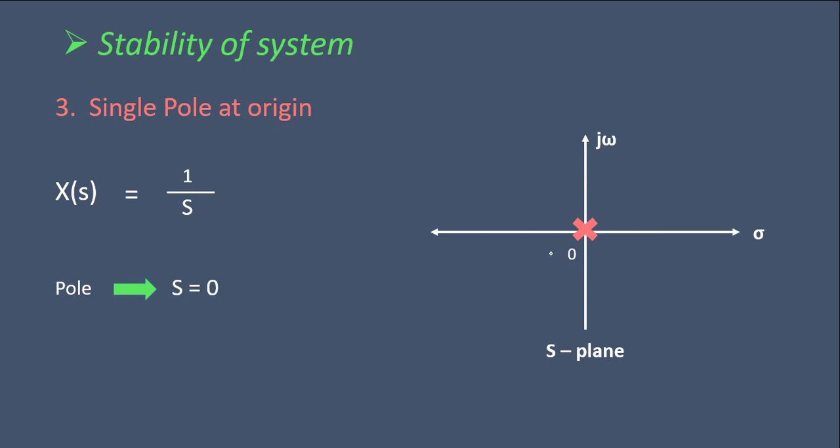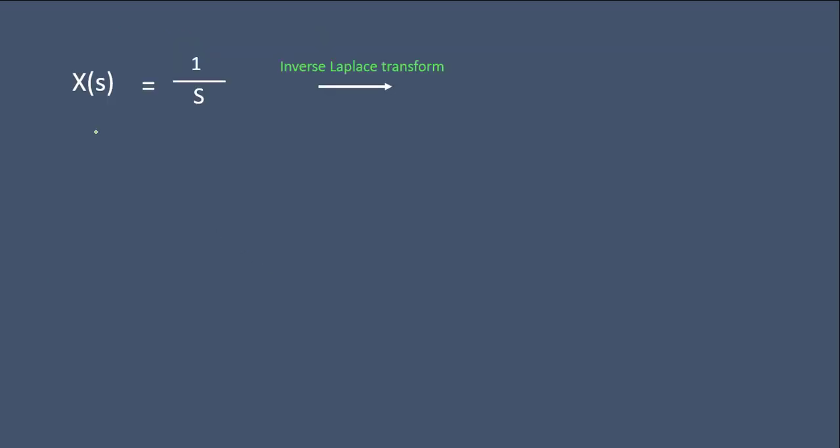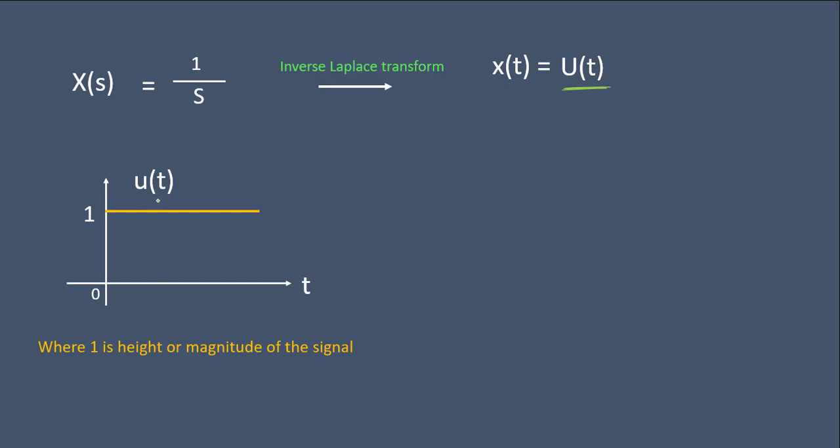Now in order to comment about stability, first, as usual, let us find the inverse Laplace of X(s) to get the value x(t). Now we have X(s) equals 1 by s and we have to find the inverse Laplace transform of X(s). And we all know the inverse Laplace of 1 by s is the step signal u(t). So we can directly plot the signal u(t).